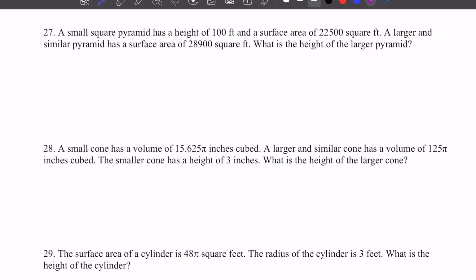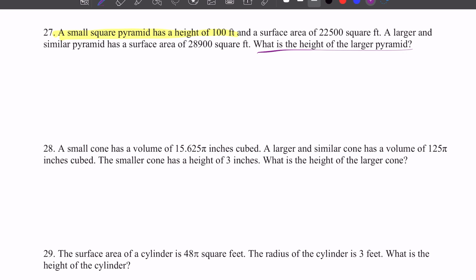Okay, so the first thing that we have to do is always determine what our scale ratio is. If I'm looking at the small square pyramid, it has a height of 100 feet, right? And the larger pyramid doesn't specify what the height is. It's actually trying to tell us that that's what we need to find, right? In order to find our scale ratio, again, we need a number over a number. I can't say 100 over x, because that x isn't a number, that isn't going to work for our scale ratio.